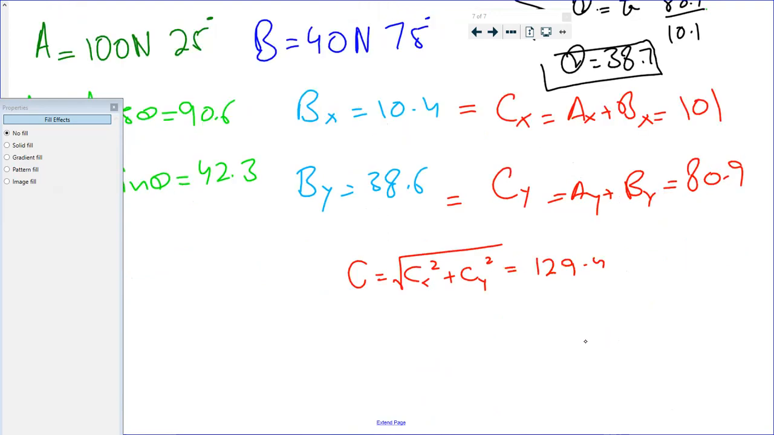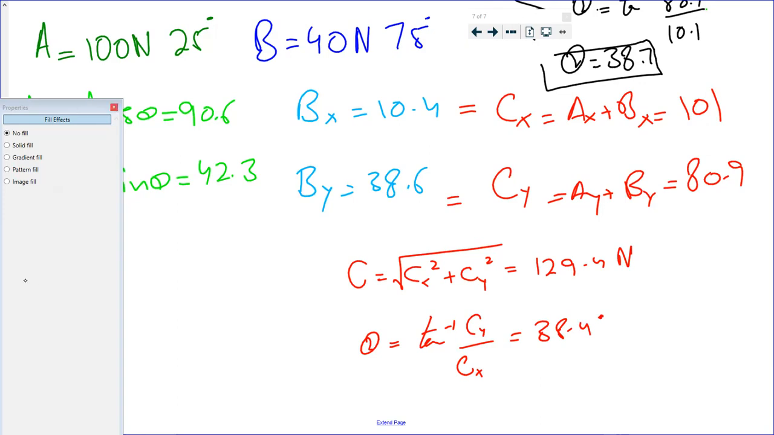And theta is the tan inverse. Opposite, which is the y component in this example, Cy, because we want to find the theta for the resultant. The resultant is the C. So tan inverse of the opposite component Cy and the adjacent component Cx, which we get as 38.7. So that's how we can find the magnitude of the resultant force and its direction. Got it? These steps are always the same.